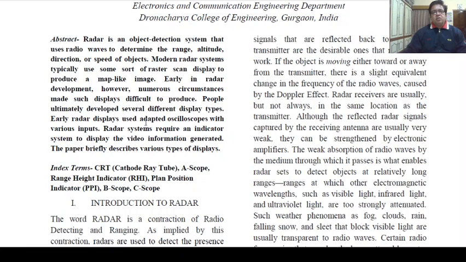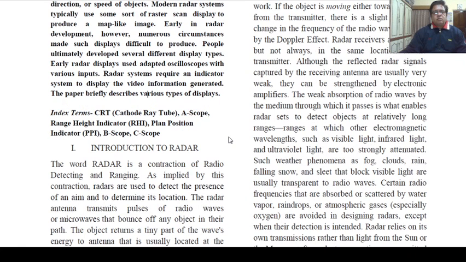Early radar displays used adapted oscilloscopes. Initially, displays used adapted oscilloscopes with various inputs. Radar systems require an indicator system to display the video information generated. This paper briefly describes various types of displays. That is our topic.